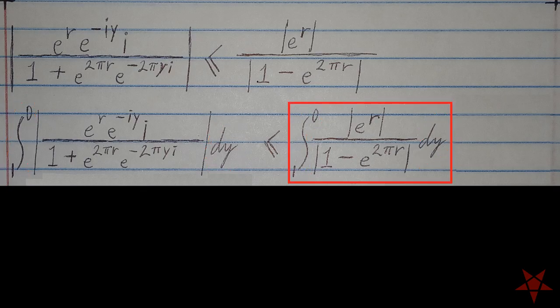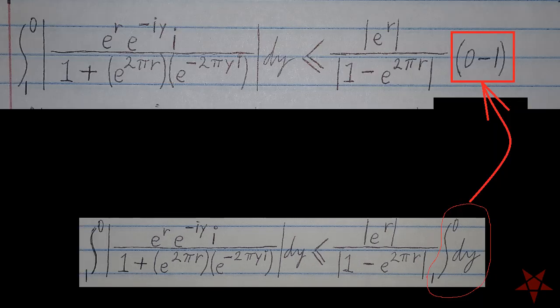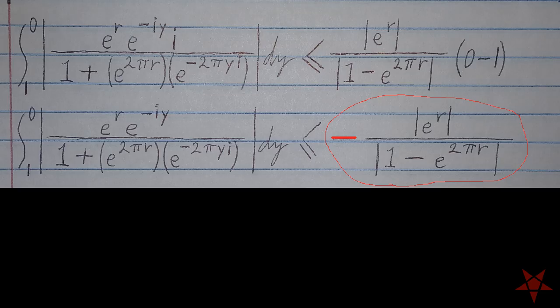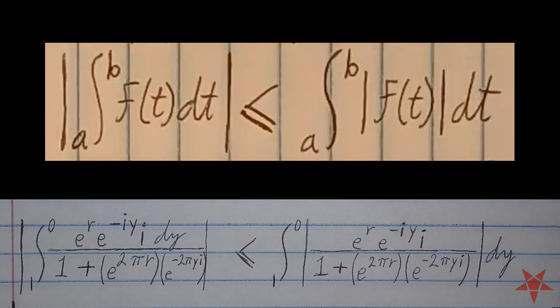The integral on the right-hand side of the inequality has no y dependence, so we are free to separate the absolute values from the integral itself. Solving the integral on the right is trivial, and we are left with minus the absolute value of e to the power of little r divided by the absolute value of 1 minus e to the power of 2 pi little r.